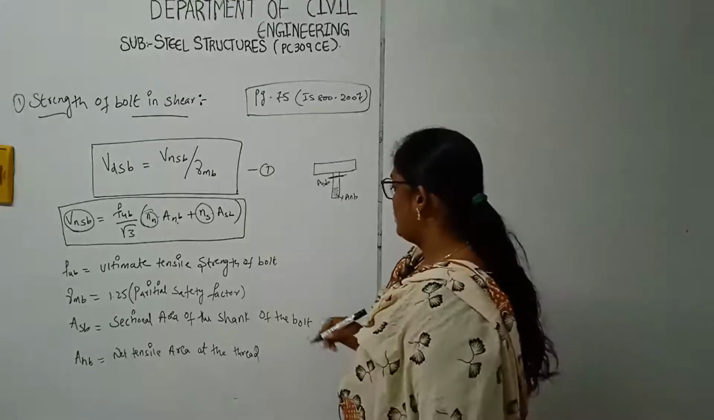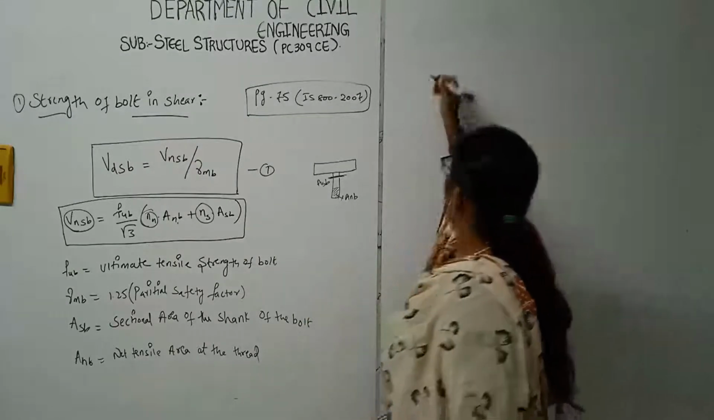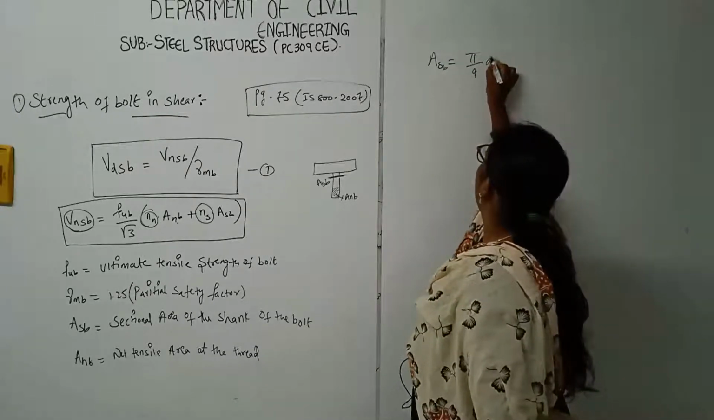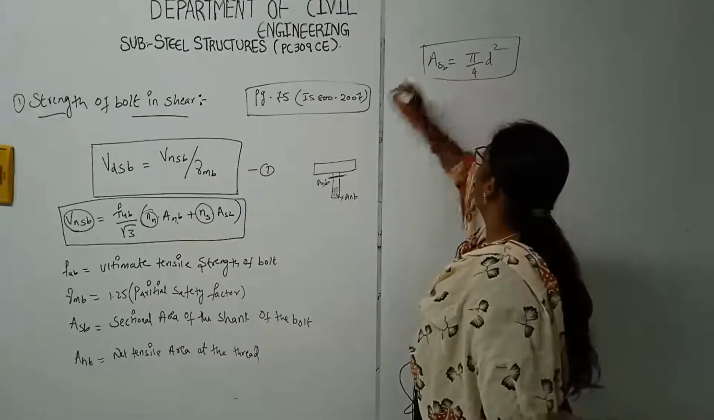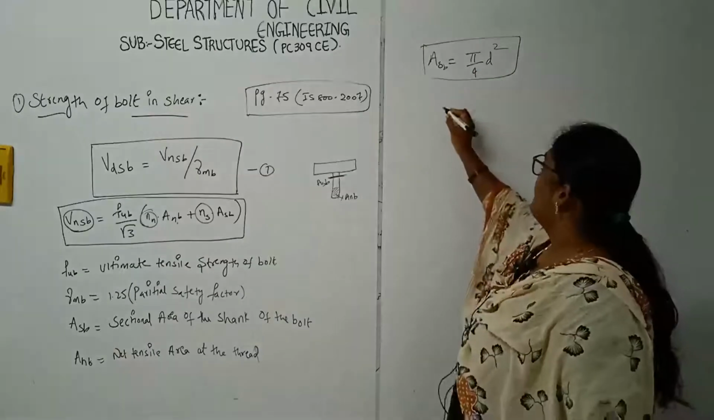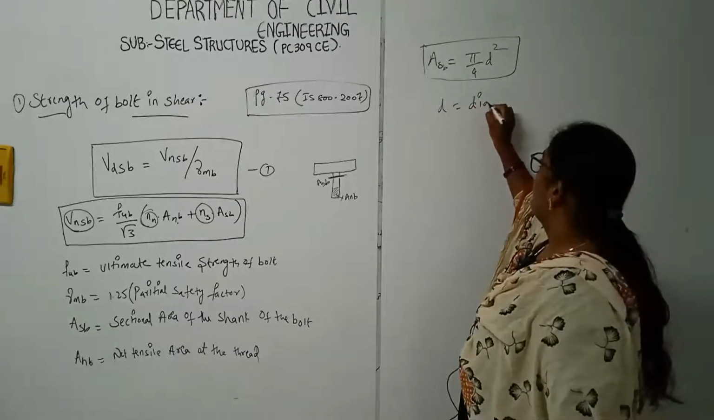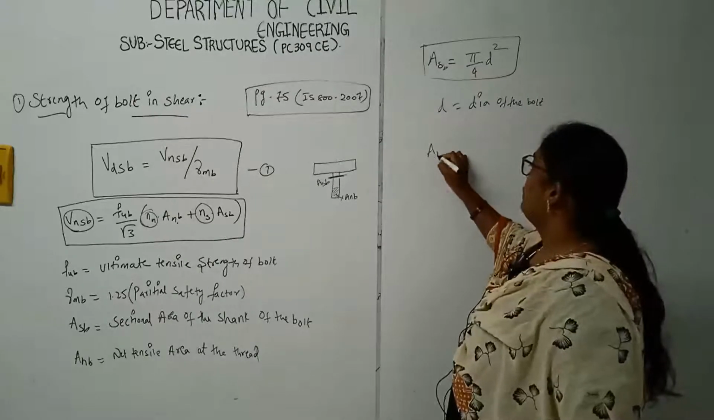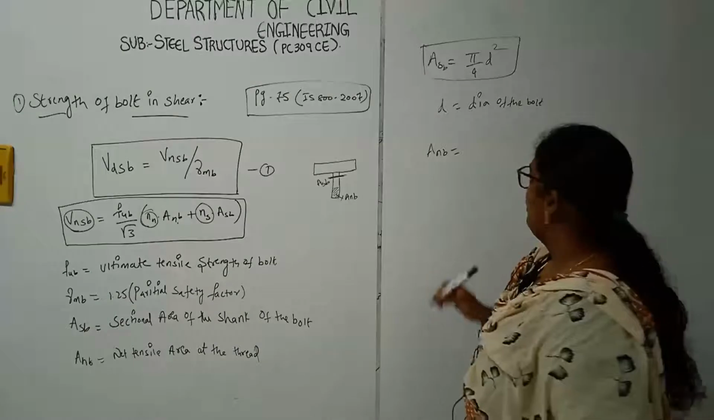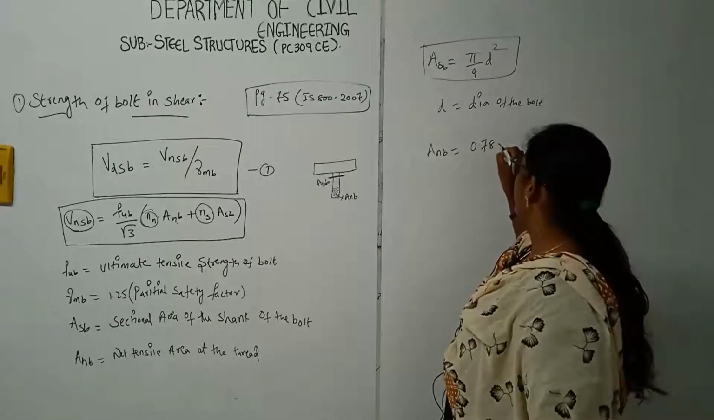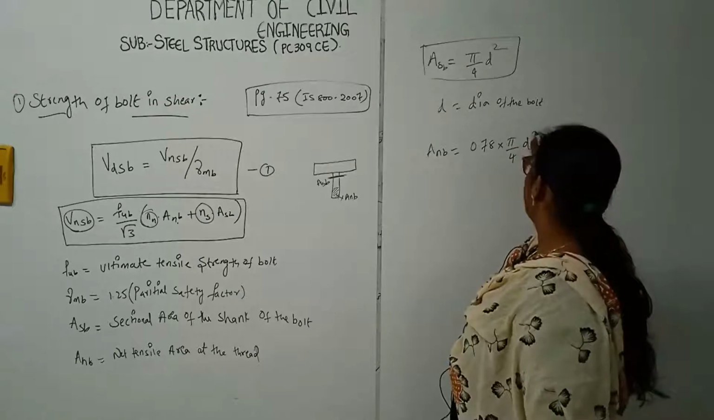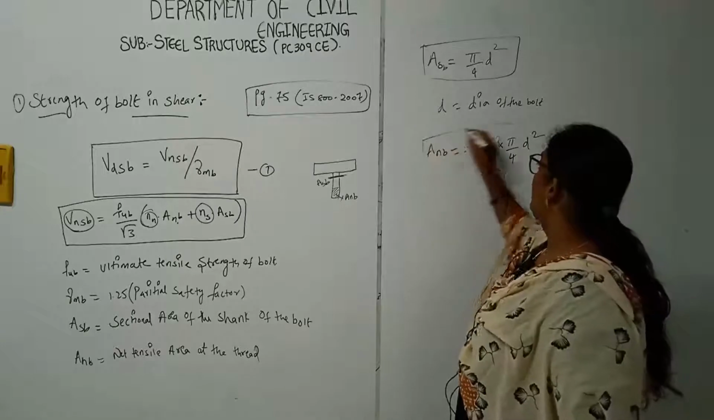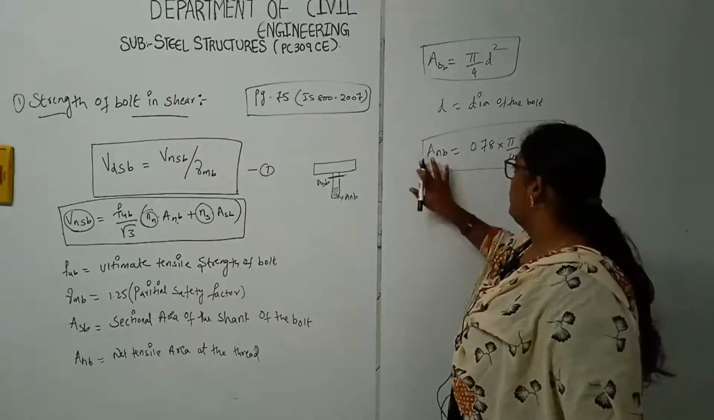So what is actually ASB? Here the ASB you will be taking as pi by 4 into d square, where d is the diameter of the bolt. Next, what is ANB? ANB is 0.78 into pi by 4 d square, where 0.78 is the factor for the net area at the thread.